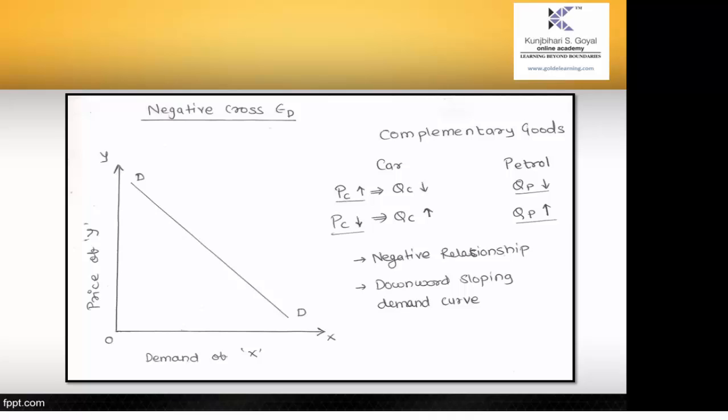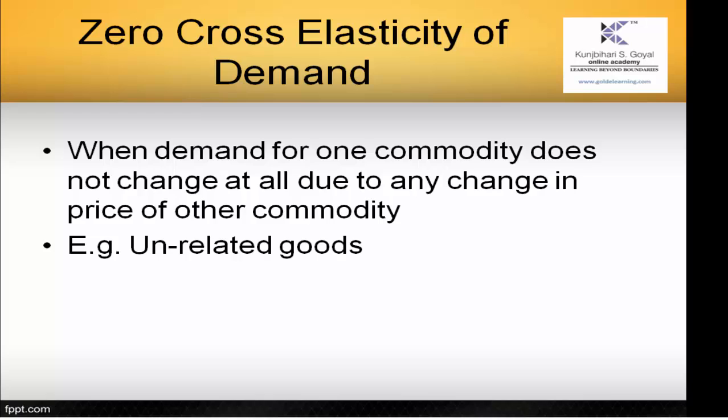So whenever two commodities enjoy negative cross elasticity, these two commodities have to be complementary goods, right? Pen and paper, chalk and duster, these are complementary goods of each other, right? So whenever two commodities are complementary, they enjoy negative cross elasticity of demand. और उनका डायग्राम देखिए कैसा होगा. नेगेटिव रिलेशनशिप है तो दे विल हैव अ डाउनवर्ड स्लोपिंग डिमांड कर्व.